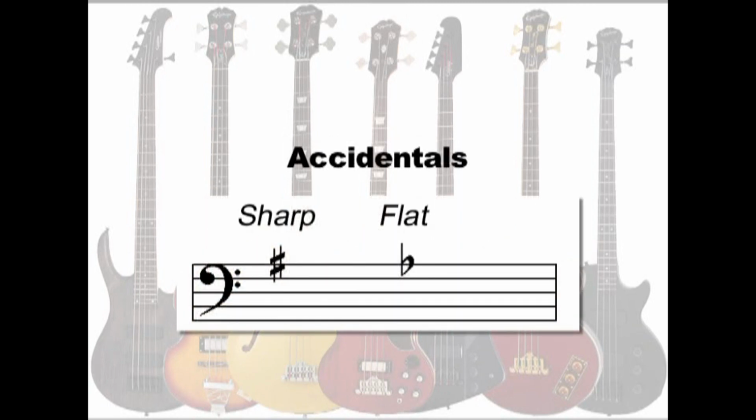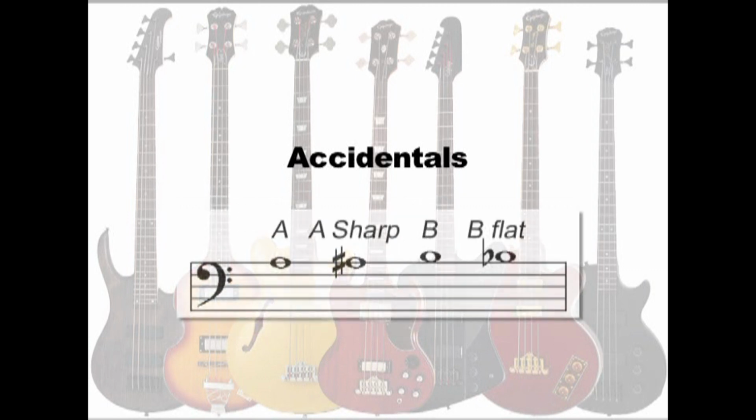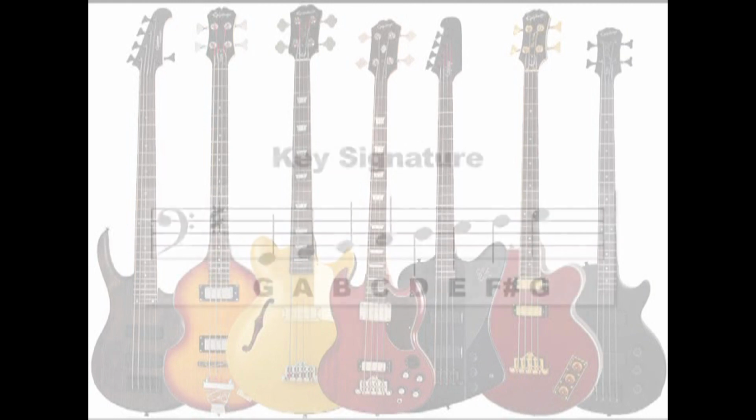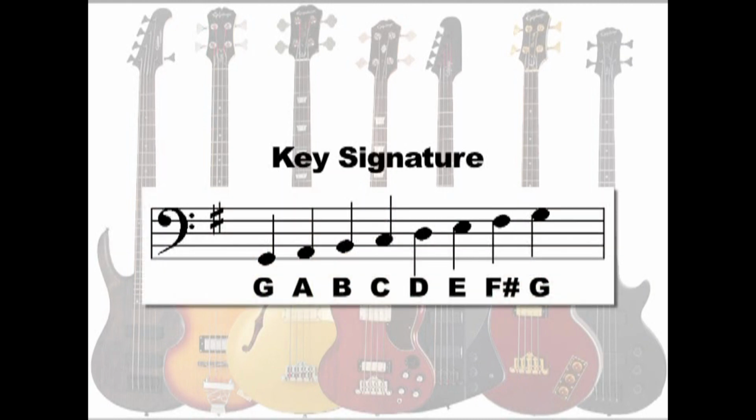There are also different versions of most notes called accidentals. Accidentals consist of sharps and flats. To make a note sharp is to raise it 1 fret on the bass. To make a note flat is to lower it 1 fret on the bass. One way of writing sharps or flats on the staff is to place the symbol before the note you want to change. Another way of writing sharps or flats is to use a key signature.